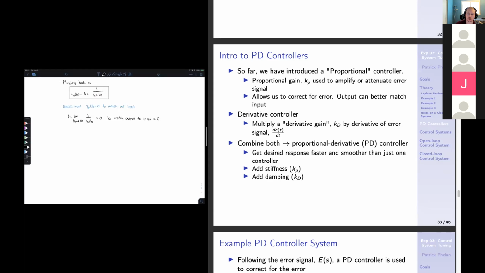Okay, so if we combine those, what we're effectively doing is adding stiffness with our proportional gain. So that's just Kp, some constant that we're multiplying or dividing by. Or we can add damping. You can kind of think of it like damping, which will be our derivative controller, Kd. And that'll help us have a smoother and faster response trying to get to that input that we prescribed for the system.